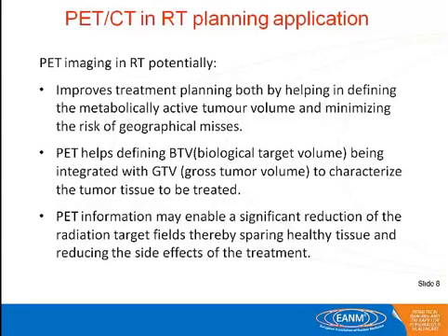PET-CT really improves treatment planning, helping to define the metabolically active tumor volume and minimizing the risk of geographical miss. PET helps define the biological target volume that, integrated with the clinical gross tumor volume, can direct which tumor tissues are to be treated. PET information may enable a significant reduction of radiation target fields, sparing healthy tissue and reducing the side effects of the treatment. What does it mean? We know where the active tumor part is, and we try to treat only the active part that is responsible for the disease.